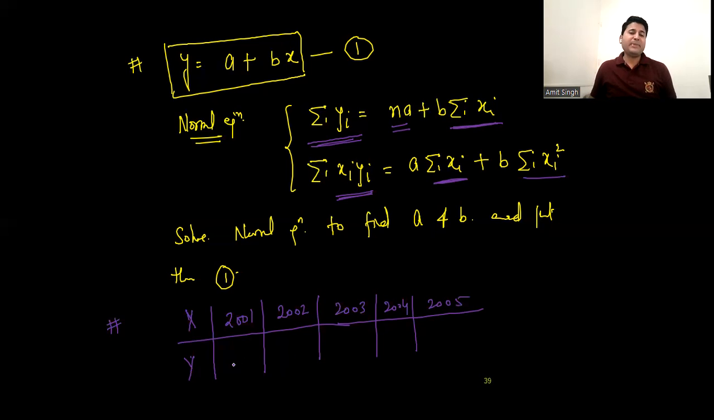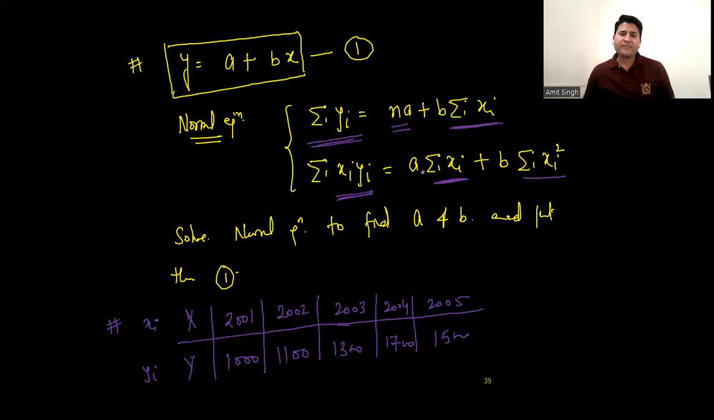Suppose that production in metric tons is 1000, 1100, 1300, 1700, 1500, and so on. So the first entry is the Xi entries, and the second is the Yi entry.